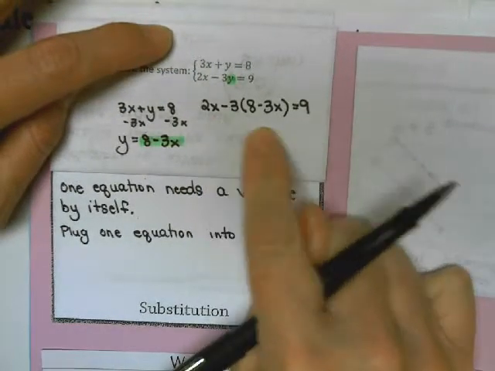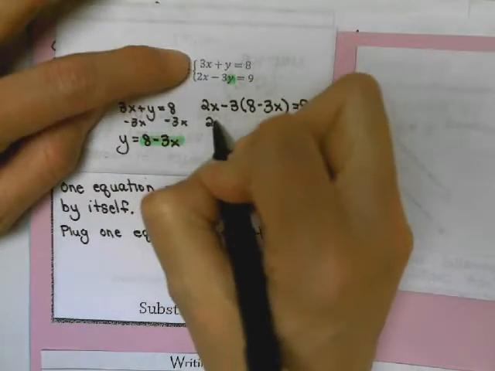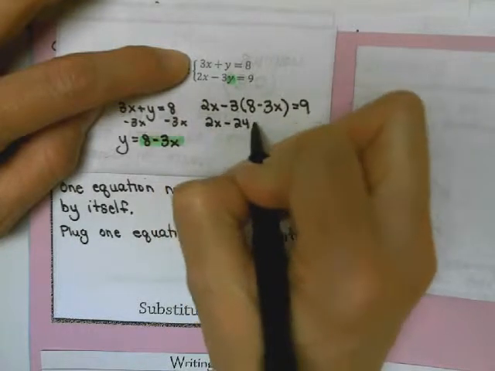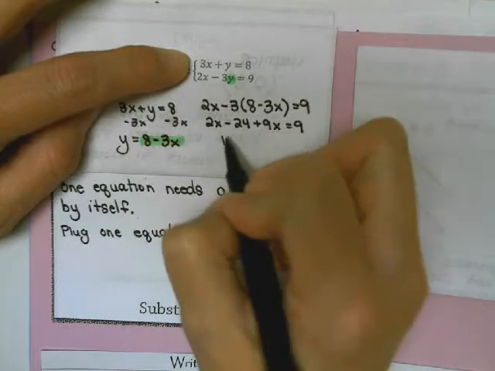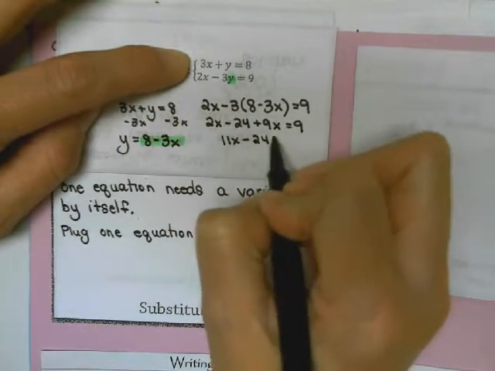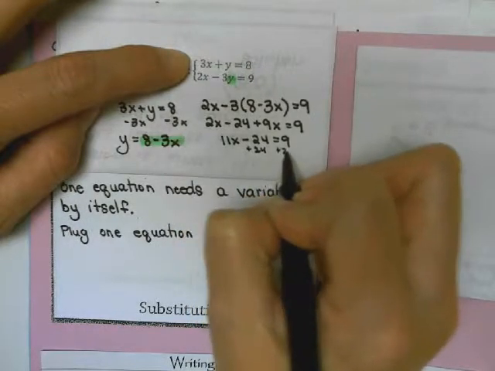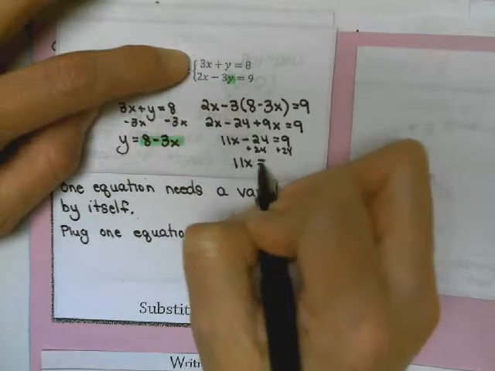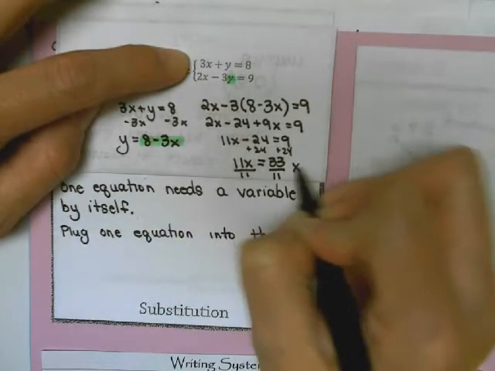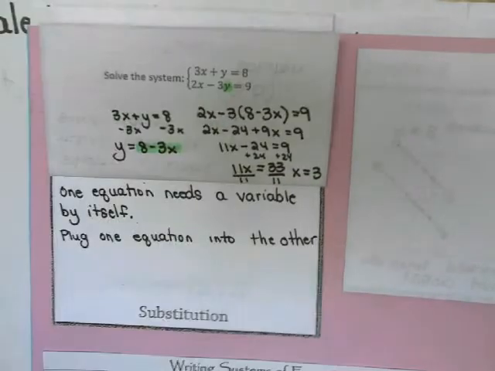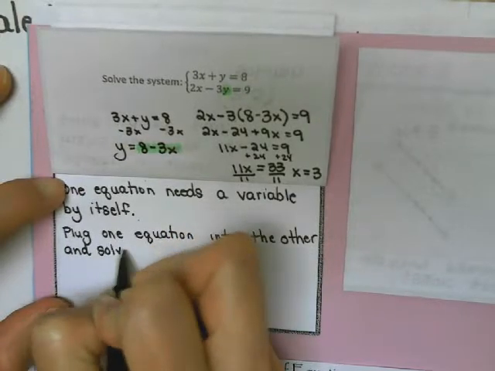Once I've done that, I only have one variable. I only have the x. So I'm going to solve for x. I'm going to combine my like terms. Add 24. So I get 11x equals 33. I'm going to divide by 11. So x is 3. I should say solve.